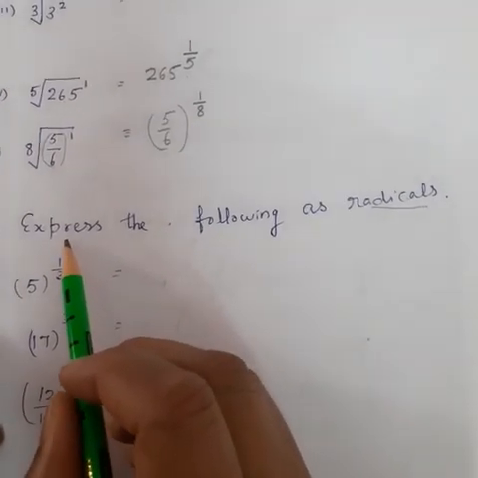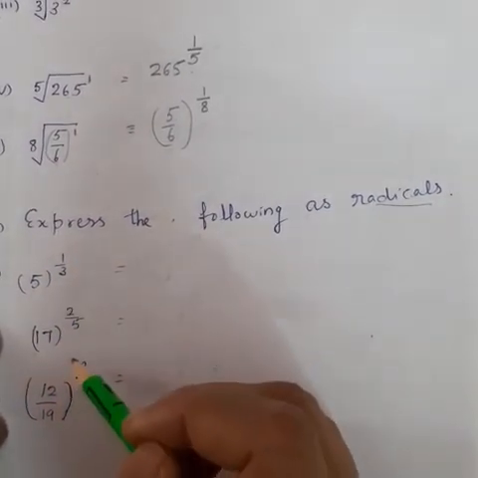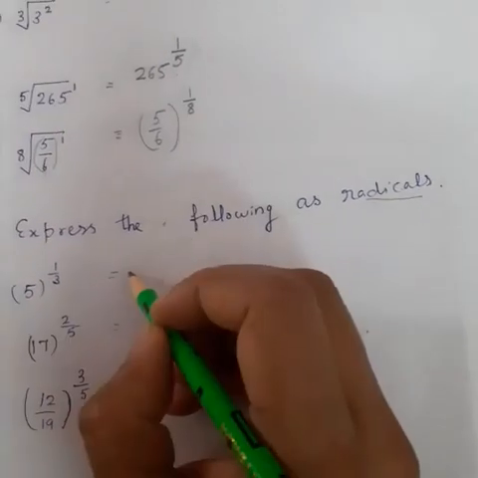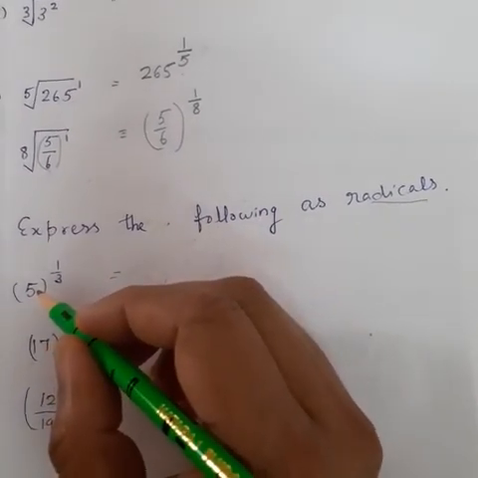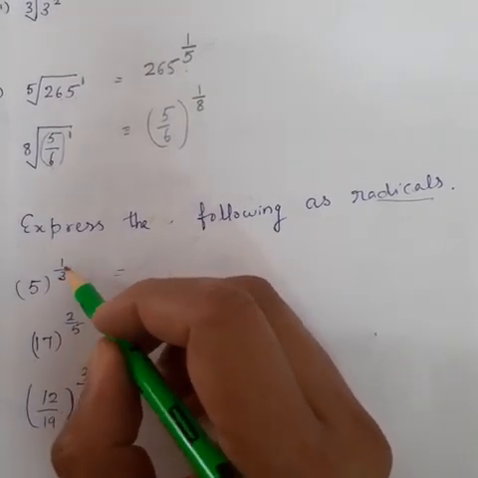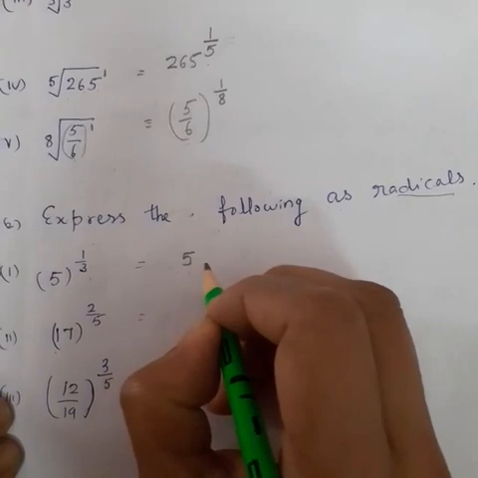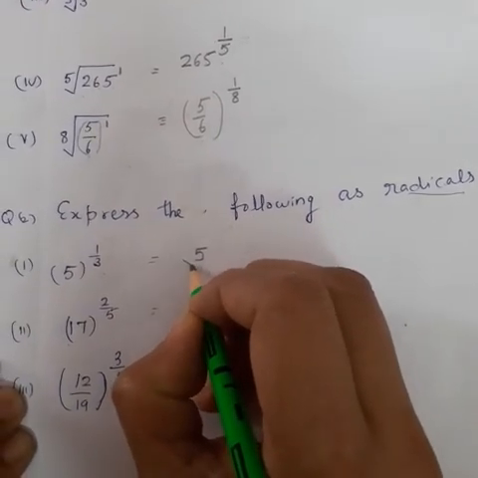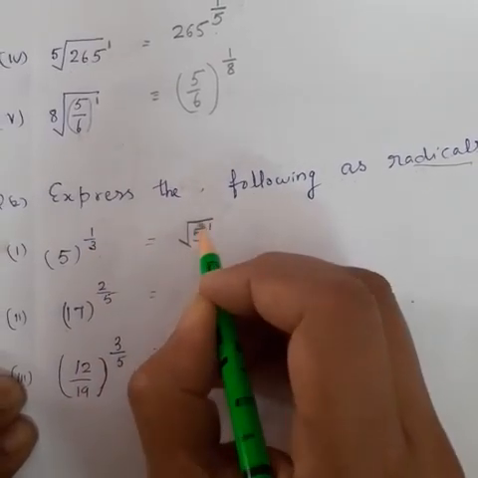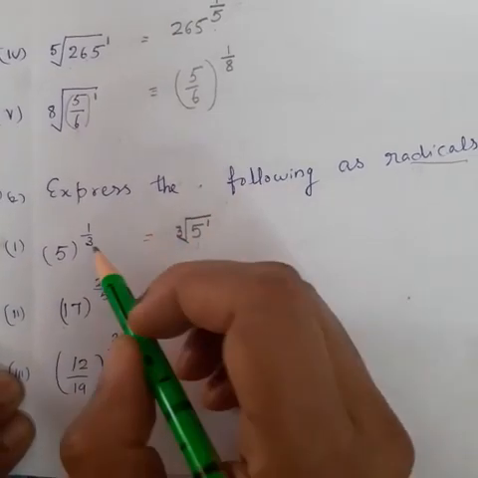Let's do the next question. Express the following as radicals. These are all given in exponential form, so we have to change them into radical form. Let's do the first one. When we change it into radical form, the power will be the numerator and the index will be the denominator. In power we have to write the numerator and in index we have to write the denominator. So this is the radical form of this number.